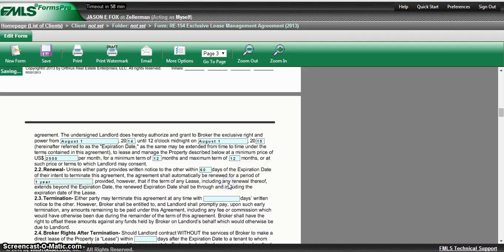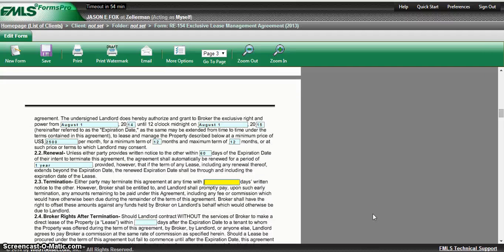Okay? So the owner would have to give us 60 days notice that they're not going to continue us managing their property, and vice versa. In the termination, either party may terminate this agreement within blank days of written notice to the other. However, broker shall be entitled to, and landlord shall pay promptly upon such early termination, any amounts remaining to be unpaid on this agreement. So we're going to say 60 days.